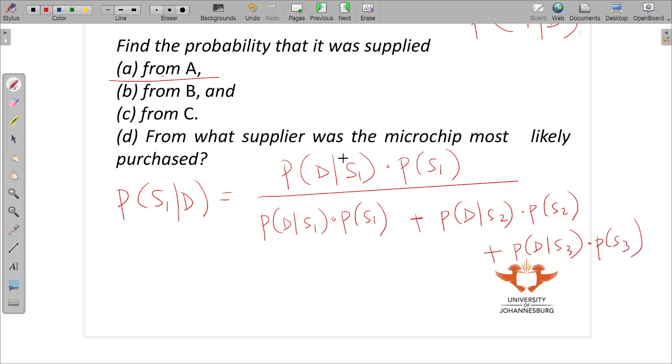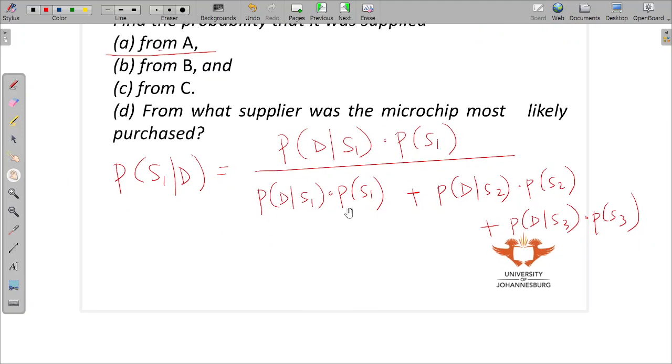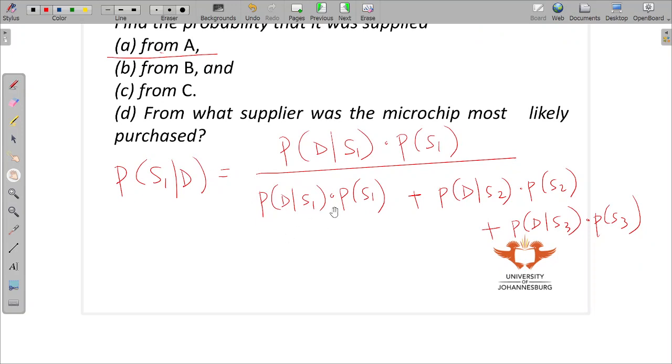You see, we are looking for supplier from A. That's why we have probability of S1 given D. So we need the value of this. We are going to come to that and put their values so that we can get the probability.